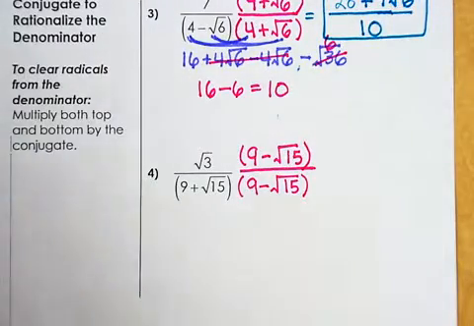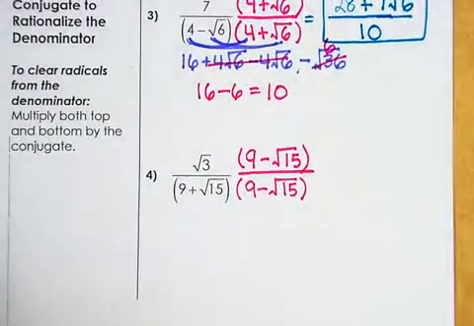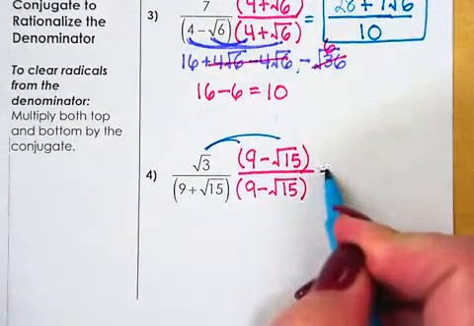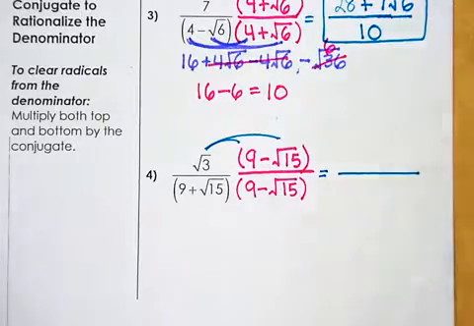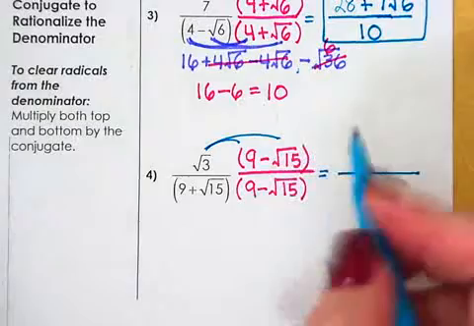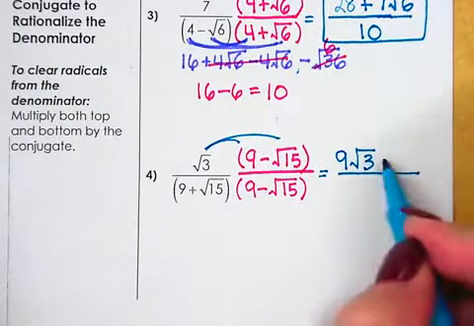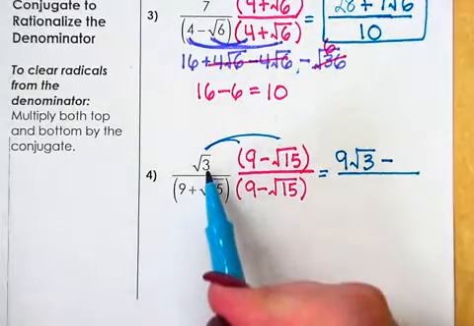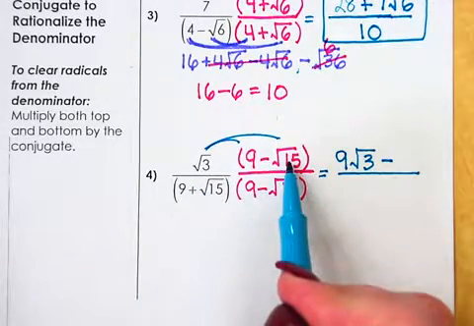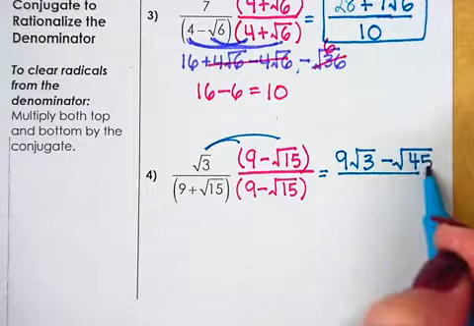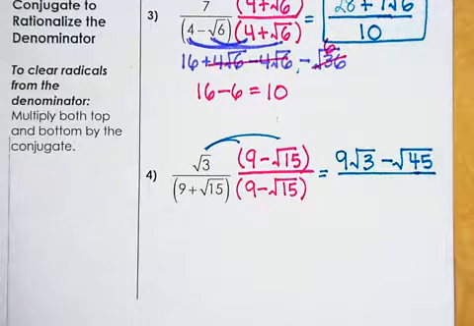So in the numerator, we're going to go ahead and distribute. This time it looks a little bit different than problem number 3 because the radical 3 is on the inside, 9 is on the outside. So it's 9 radical 3 minus, and then the 3 and the 15 are both inside, so it's the square root of 45. We'll come back to that in just a moment.